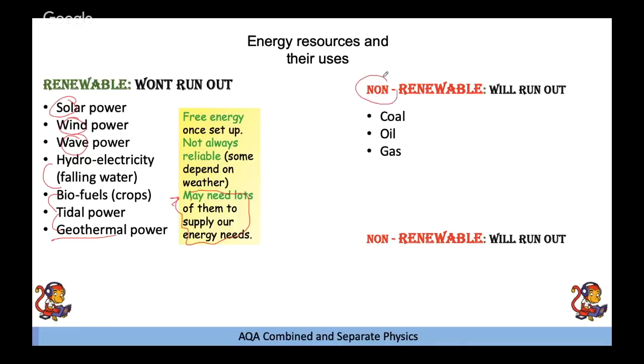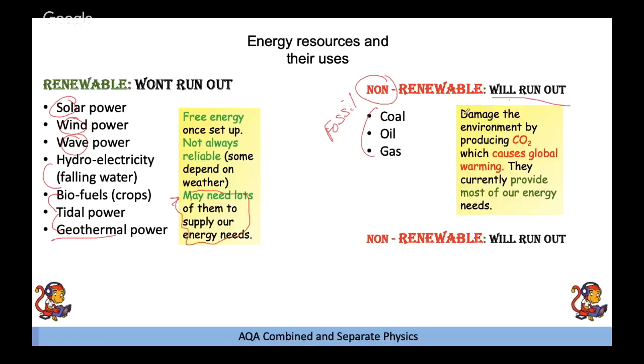Okay, non-renewable. So these are our fossil fuels. From the dead remains of plants and animals from millions of years ago. These will run out. We dig them out of the ground. A couple of key problems with this: damage to the environment, producing carbon dioxide, name it. Okay, don't say polluting gases, name it. You know the name of it, call it carbon dioxide. What does it cause? Global warming. Now, at the minute, these provide most of our energy needs. And that's an important thing for you to know. Okay, at the minute, we use mostly these. Okay, why do we use mostly these?